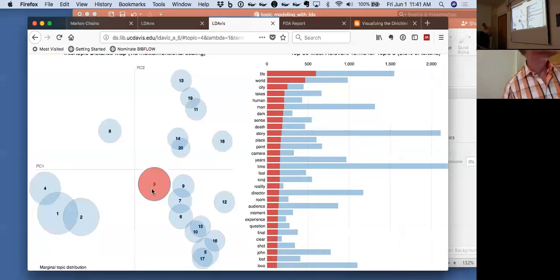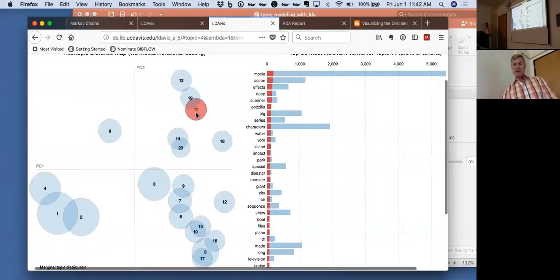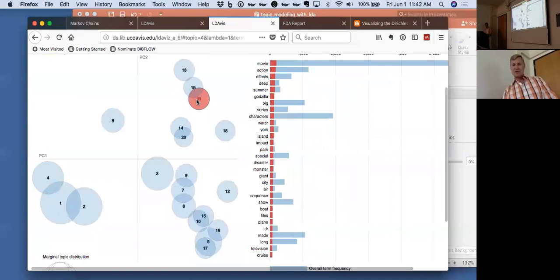But let's find ones that say world, city, lakes, human, man, star, sense, depth, story, feel, time. Okay, so I look at this briefly and say this is about audience design, right? And I find another one. If I looked around enough, I'd find one that I'm sure is about action effects, deep, summer, Godzilla, big character, water. Can I label them in a way that those labels are effective for my customer, right?